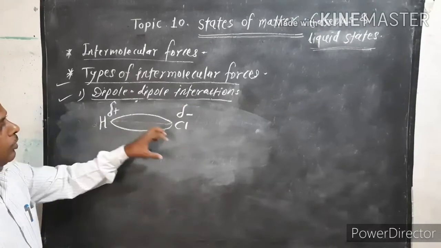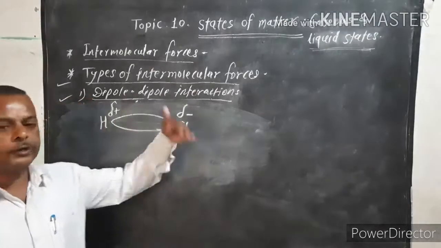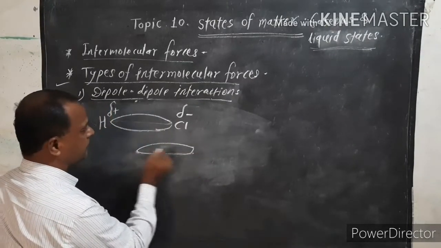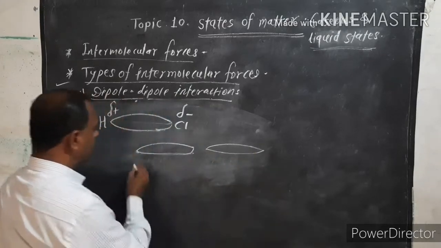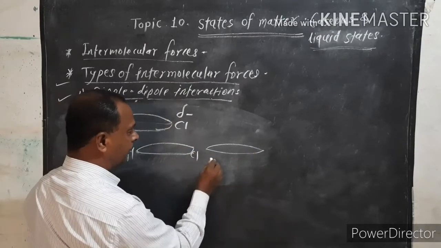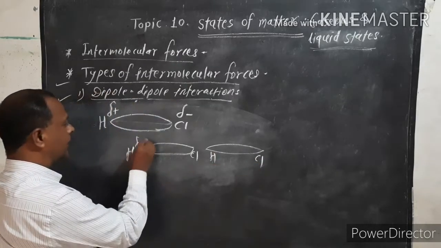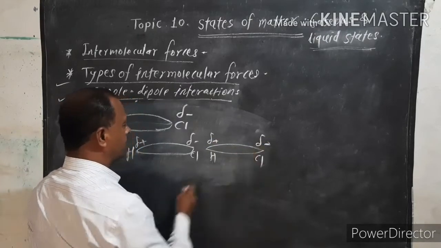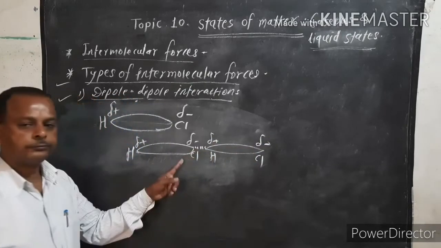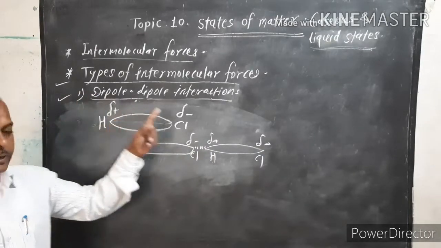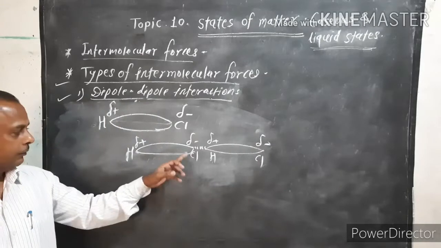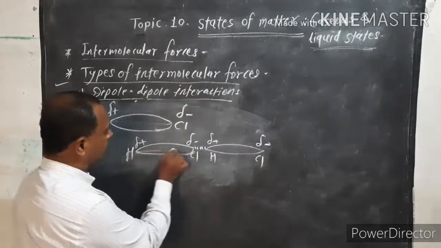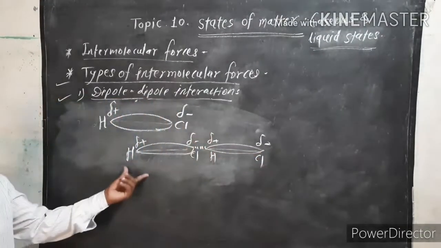Such a molecule can show dipole-dipole interaction. Write another way, like this diagram. This is HCl, another molecule HCl. This is hydrogen, this is chlorine. Here hydrogen, this is chlorine. Delta plus, delta minus, delta plus, and this is delta minus. Now here is that attractive force. So dipole-dipole interaction is nothing but the electrostatic force of attraction between these two molecules. That's why such interactions develop here.